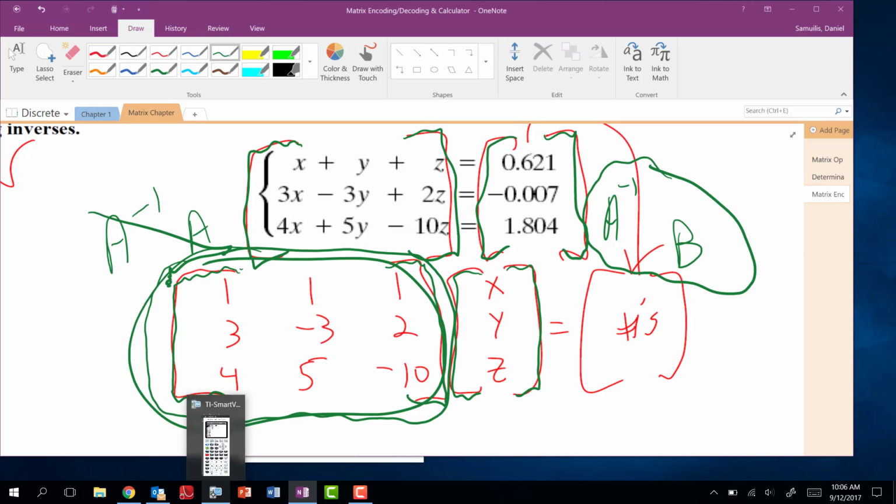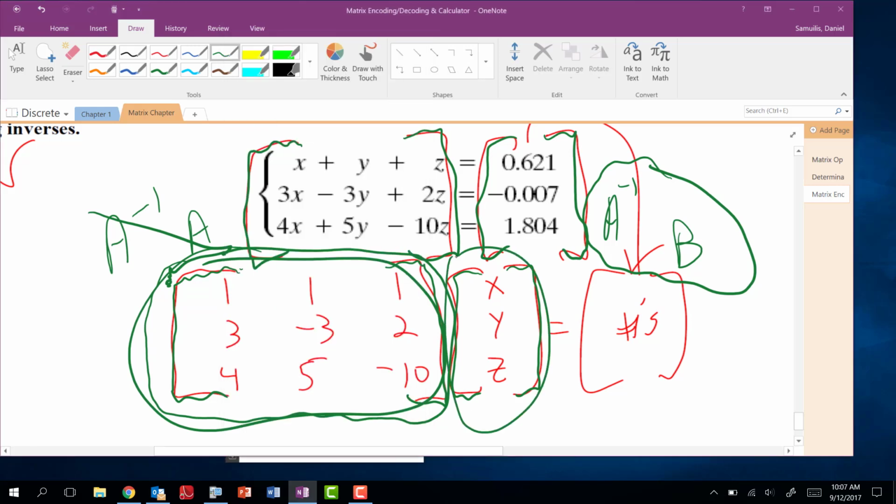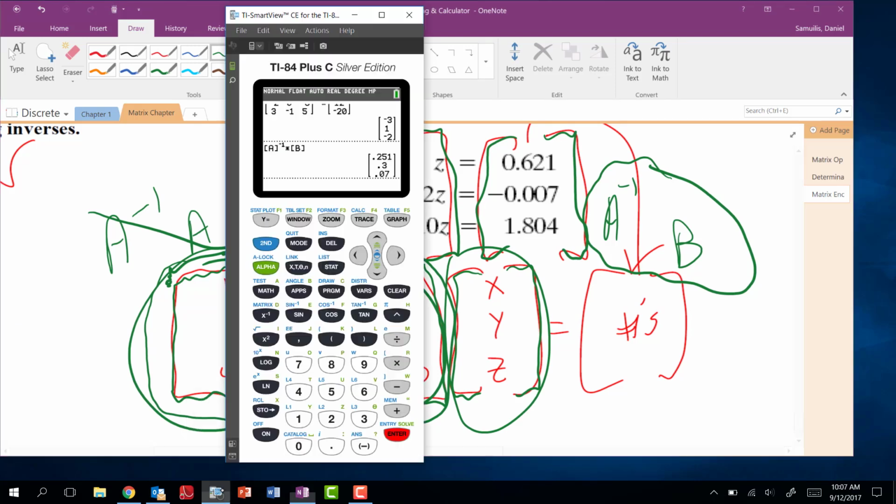So here we go. I pull out A. What do I have to do to A, though? I have to find the inverse of it, so I raise it to the negative first, and then multiply it by, go back into the matrix menu, and pull out matrix B. And there is inverse of A times B. Press enter, and you get 0.251, 0.3, and 0.07. That's what x, comma y, comma z would equal. Now I have x, y, z by itself, and it equals the other matrix that I just saw on my screen.